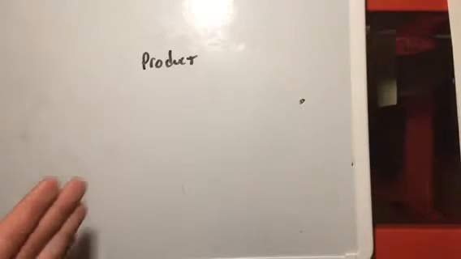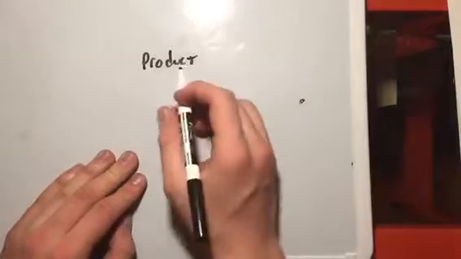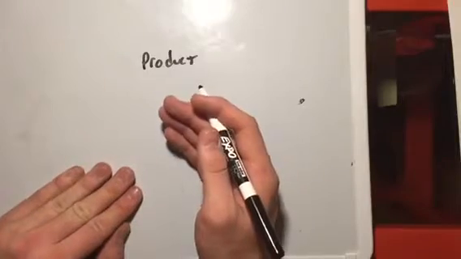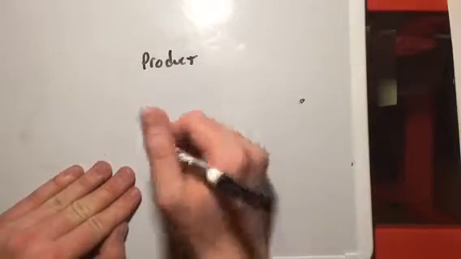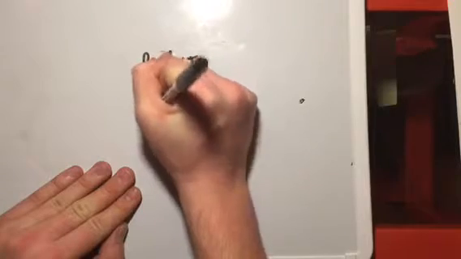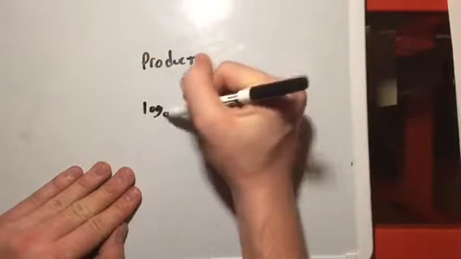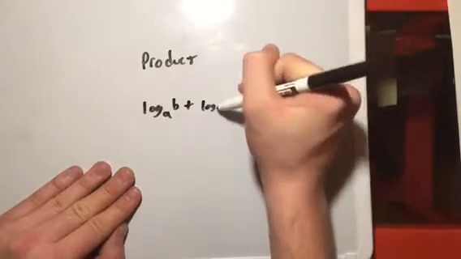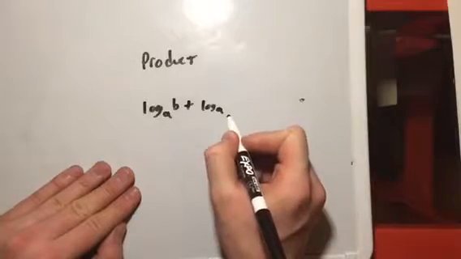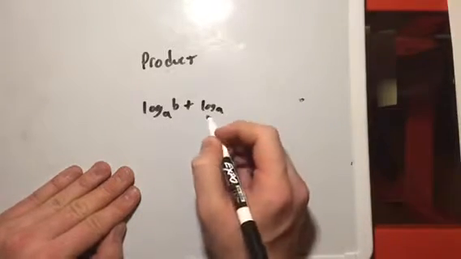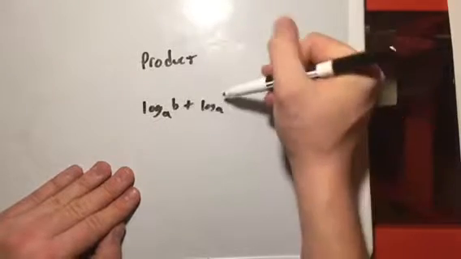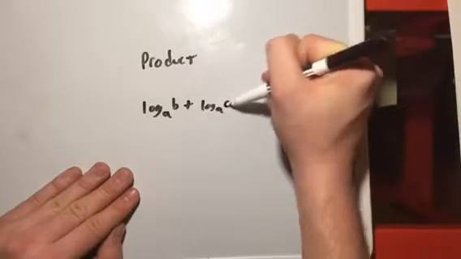Now the second property of logarithms is the product property. The product property is used when we are trying to add two different logarithms. So the formula for the product property looks like this. Log base A of B, plus log base A of C. Remember, we keep the same base.